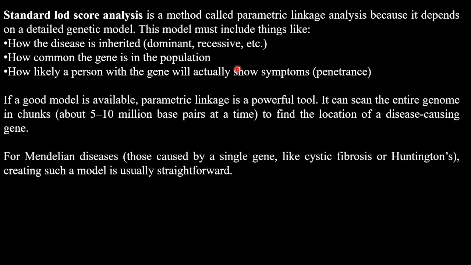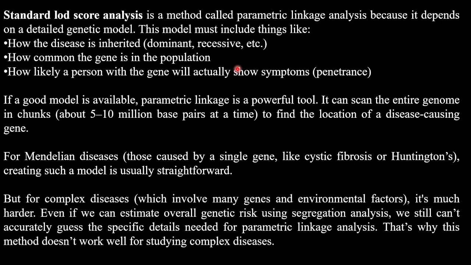For Mendelian diseases, which are caused because of a single gene, creating such a model is very straightforward. But for complex diseases, it's much harder. It's not simple because you don't know how much the penetrance is. You don't know how common the gene is in the population, because this is not just one gene. There are many genes which cause complex diseases. And how will you know one gene is common, one gene is not common?